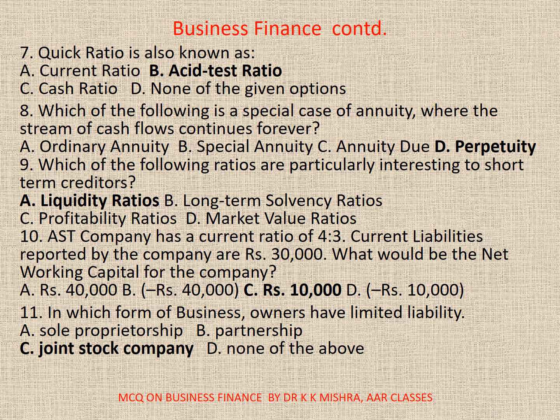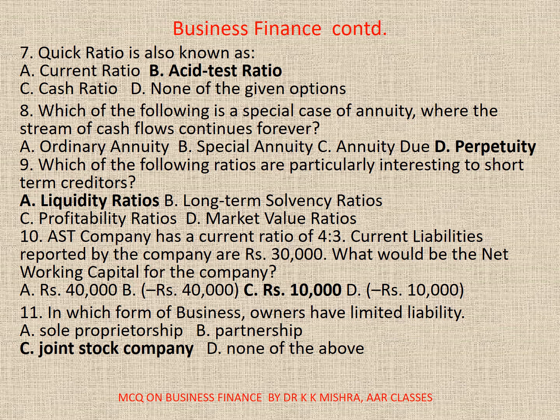8. Which of the following is a special case of annuity where the stream of cash flows continues forever? A. Ordinary annuity, B. Special annuity, C. Annuity due, D. Perpetuity. Correct option is D. Perpetuity.